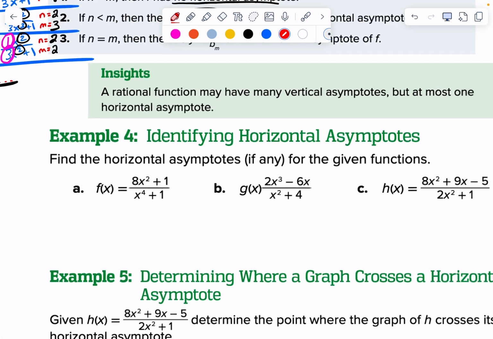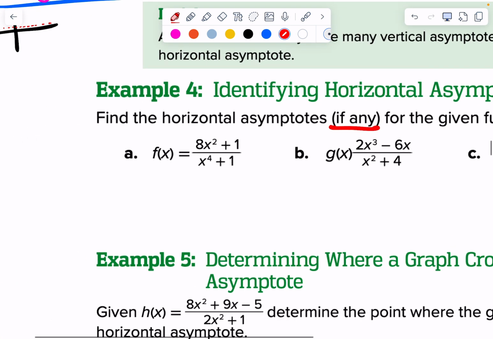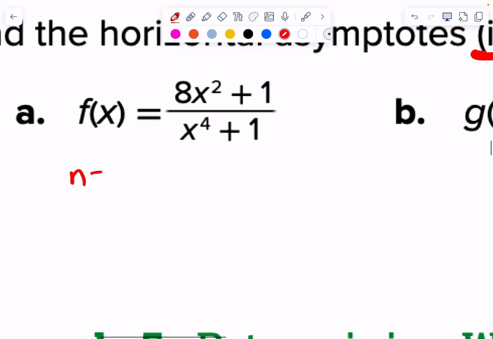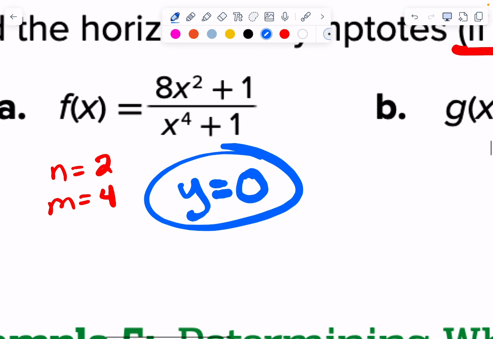All right. Find the horizontal asymptote, if any, because there could be none, right? For the given functions. Okay, so we just have to find what n is and what m is. What is n? 2. What's m? 4. He is bottom heavy, so he's going to sit at 0. Y equals 0. It's that horizontal line at 0. Boom. Okay?